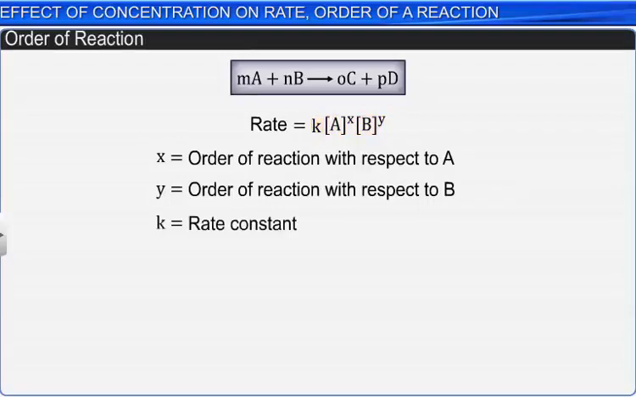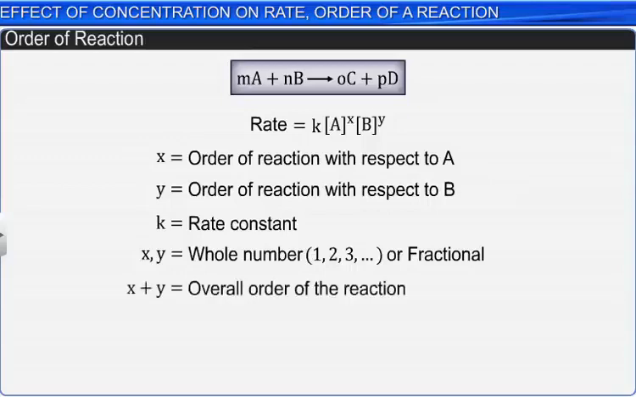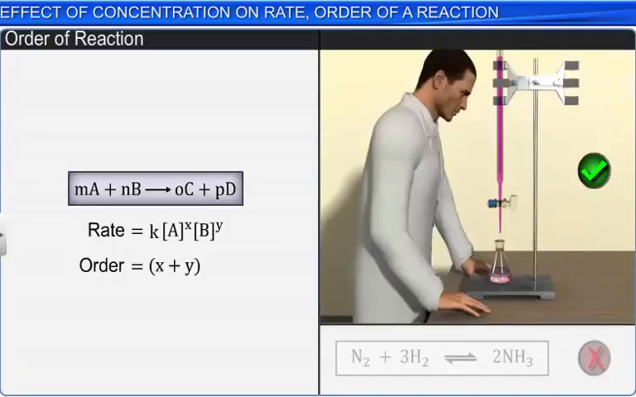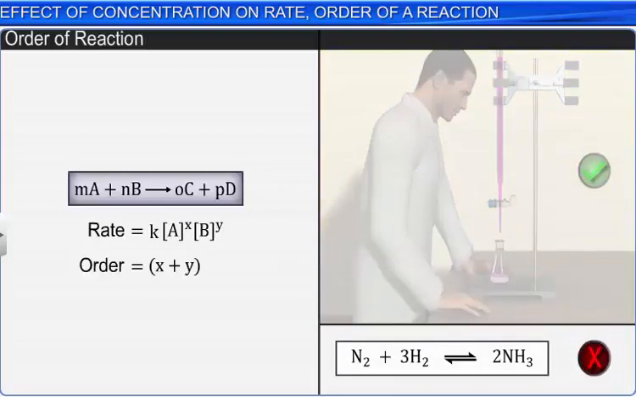Also, x or y is usually a whole number integer, such as 1, 2, 3, or fractional. The sum of the exponents x and y gives the overall order of the reaction. Thus, the order of the reaction is defined as the sum of the powers of the concentration terms in the rate law. It is important to note that the order of a reaction can only be determined experimentally and not from the coefficients of the balanced equation.